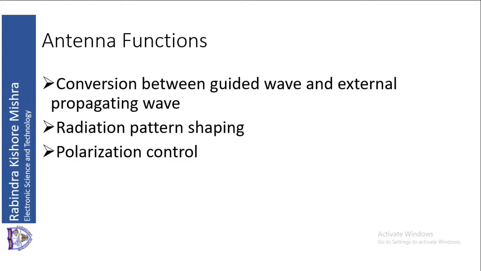So you should have control over the polarization, which means if you want to radiate linear polarization, radiate linear polarization. If you want to radiate circular polarization, radiate circular polarization. Depending on the particular need, you can design an antenna to radiate linear polarization or circular polarization.